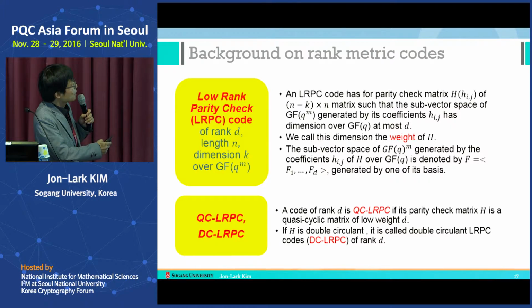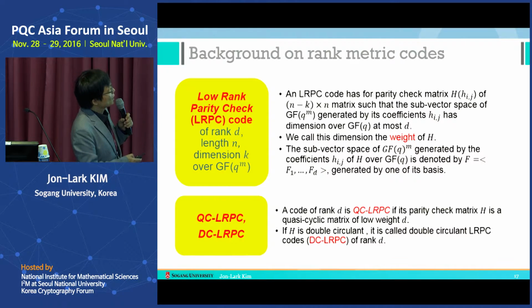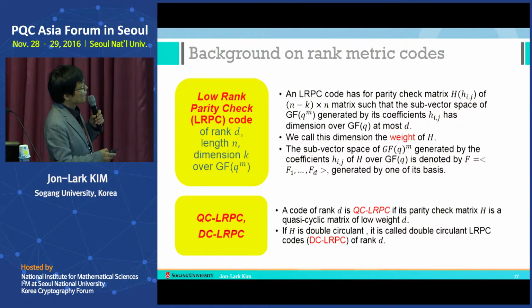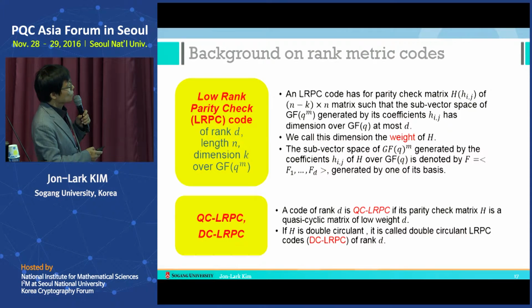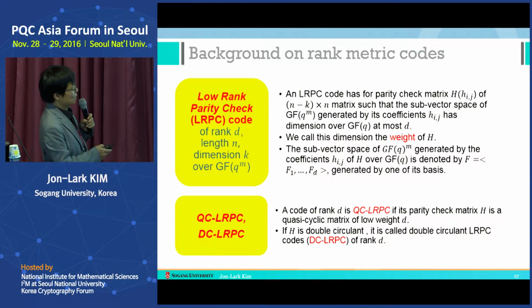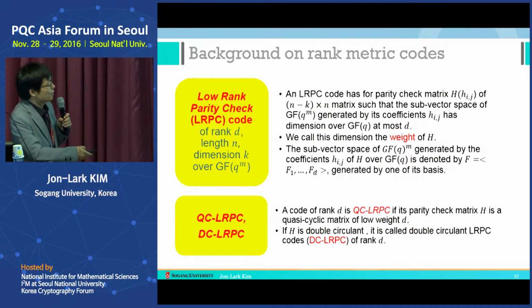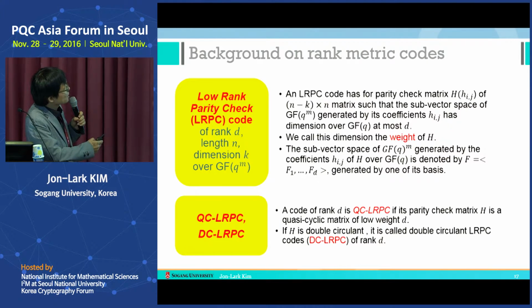So among rank metric codes, we are interested in low rank parity check codes. When we define a code, we can define it using a matrix H. The codeword will be a vector x such that Hx equals 0. So this is another way to represent a code, using the so-called parity check matrix. For an LRPC code, we give a condition that the entries Hij will form a vector space. So you span those elements and form a vector space, and the dimension over GF(q) is at most D. D is a number we define in the beginning, and we want this D to be small, like 3 or 4 or 5, not big. It is called low rank because the rank is low.